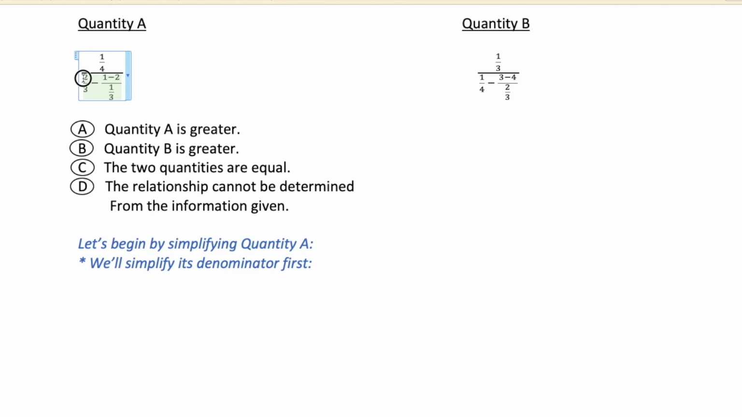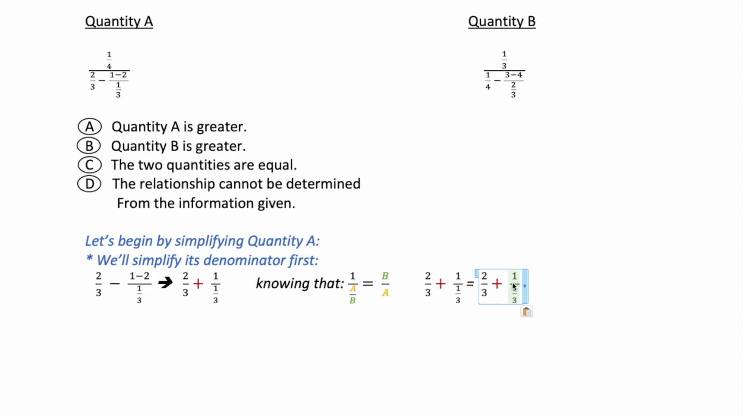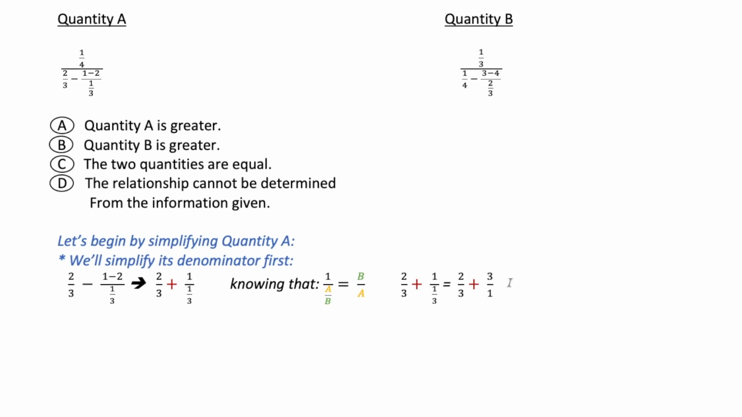Right there we have the denominator, which is 2 over 3 minus 1 minus 2 over 1 over 3. The denominator of the second term, which is 1 minus 2, will give us negative 1. Now two negatives multiplying each other would give us plus. Knowing that 1 over A over B would give us B over A, 1 all over 1 over 3 will turn into 3 over 1.